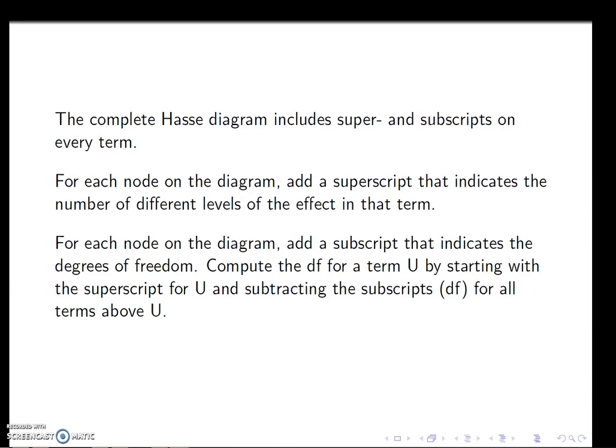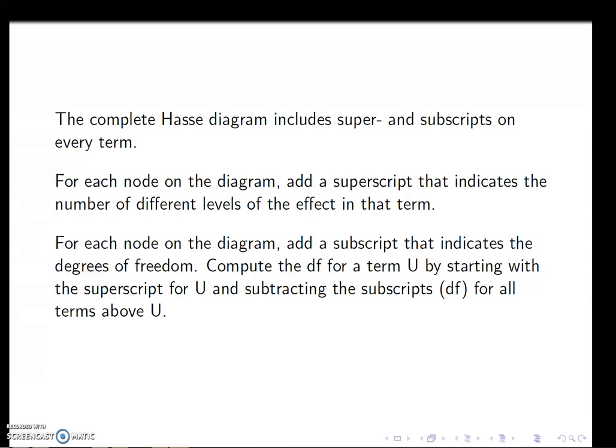The Hasse diagrams we've been doing in class up to now did not include super and subscripts on each of the nodes. The superscript and subscripts we're going to add today, and the superscript indicates the number of different levels of that effect. So, highly related to degree of freedom, of course. The subscript indicates the degrees of freedom.